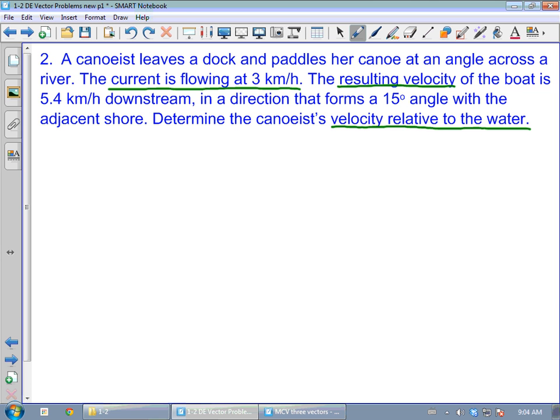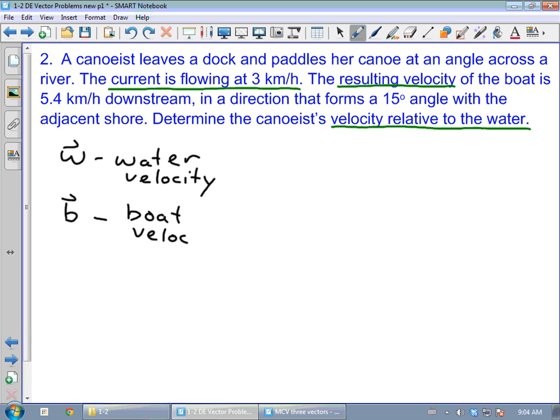So let's come up with symbols to represent these things. We'll call W the water velocity. That's how fast the water is moving. So that's basically the current. We will call B the boat's velocity. This is the velocity of the boat relative to the water. We'll call it the boat velocity because it's the velocity of how fast the boat can move if the water was completely still. And then we're going to add the two of them together, and we'll just call that the resultant velocity.